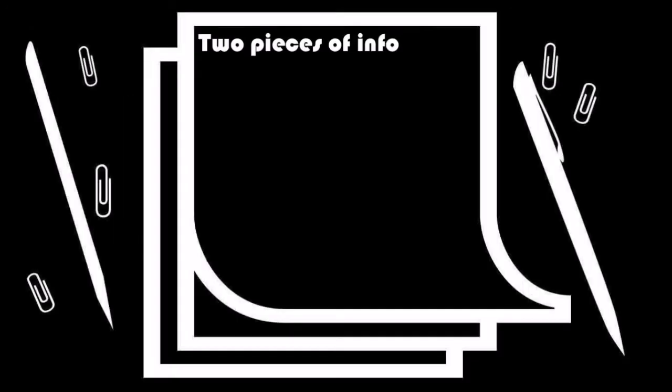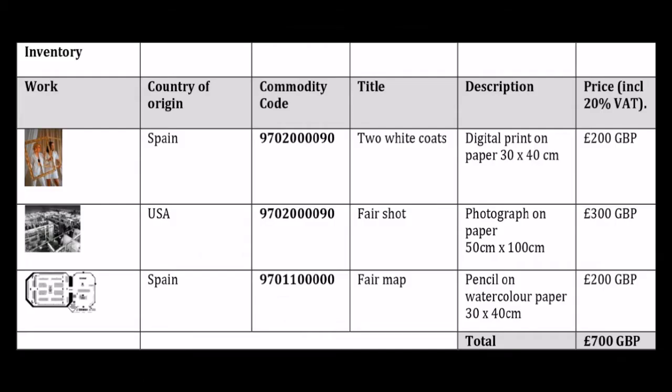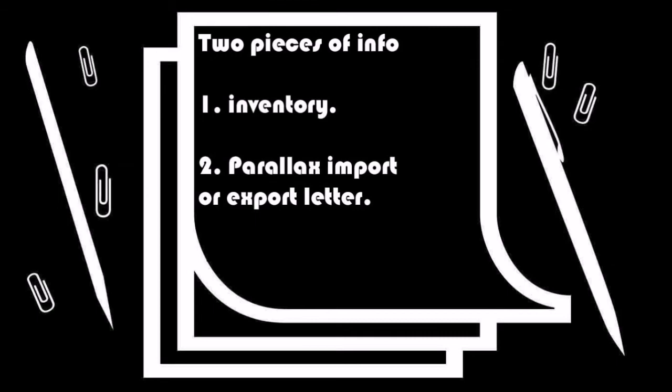Overview. This overview covers both importing, when you travel to the UK, and exporting, when you leave the UK. For both ways, you need two pieces of information. 1. An inventory, which is a list of the works you are bringing. 2. Parallax import or export letter.